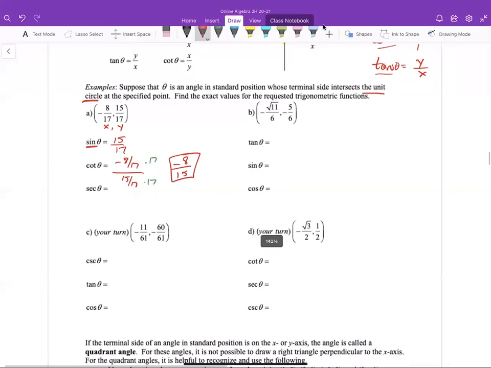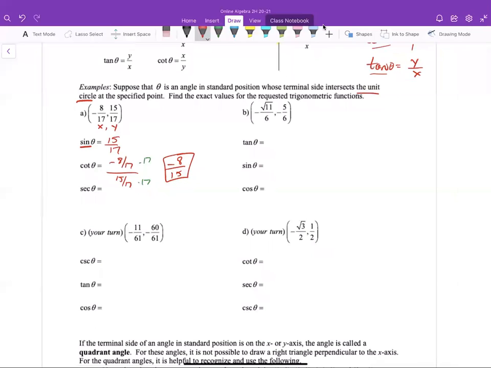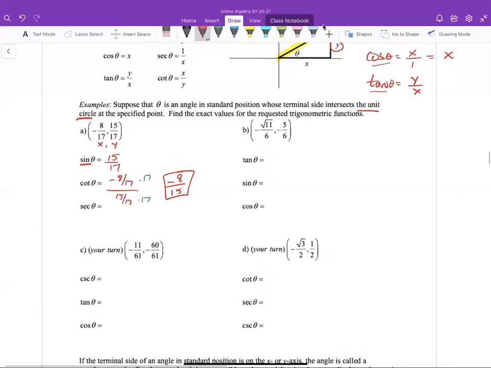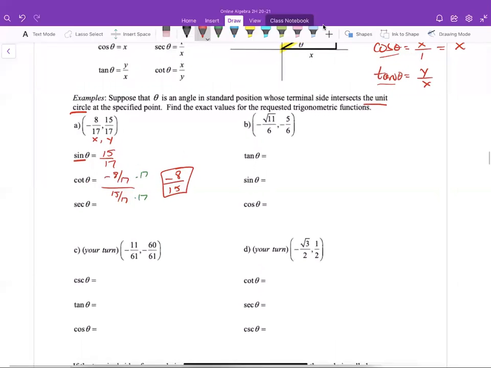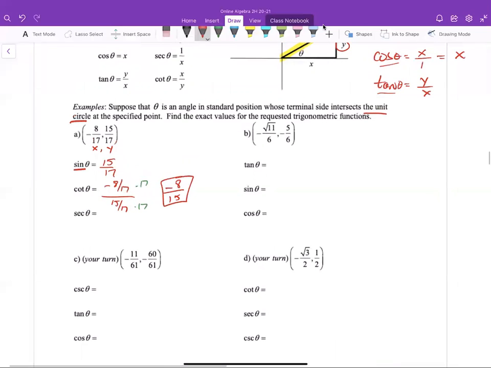Secant is related to cosine, except flipped upside down. Cosine is x because it's on the unit circle, and so in this case, it'll be 1 over x. So just flip the x: 17 over 8, -17 over 8.